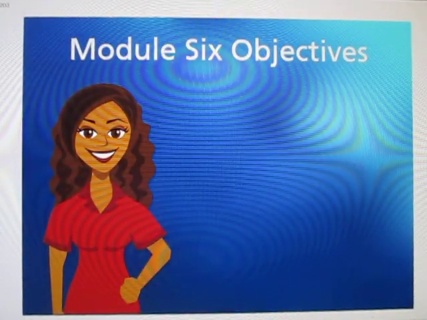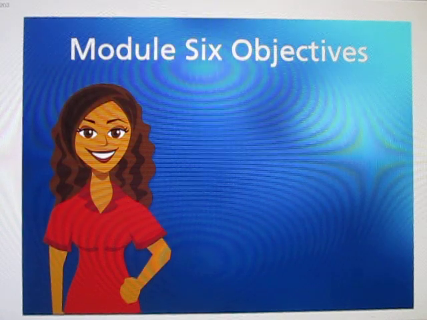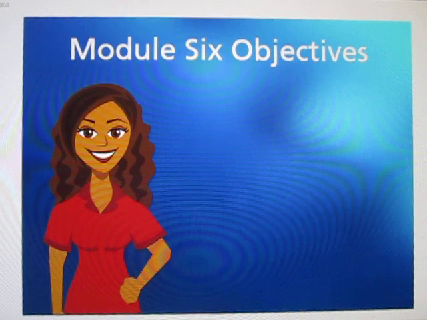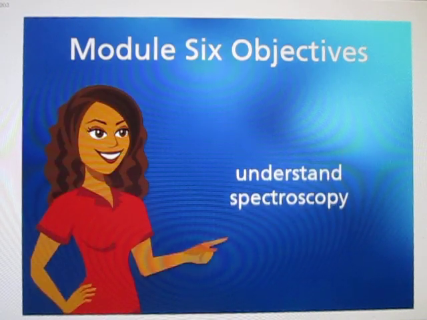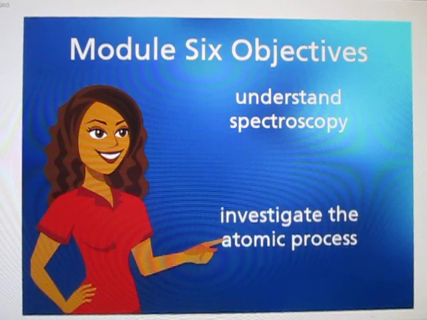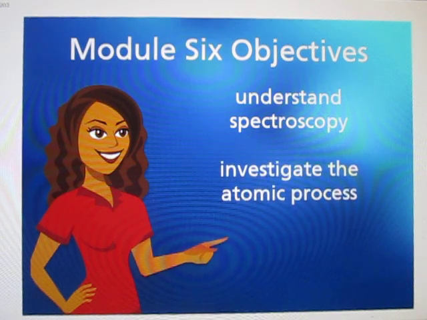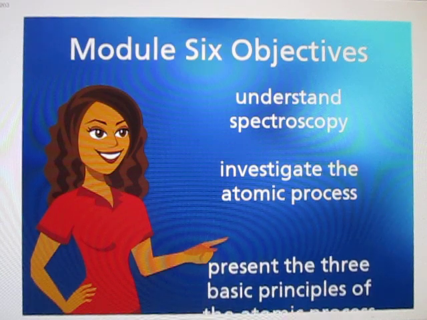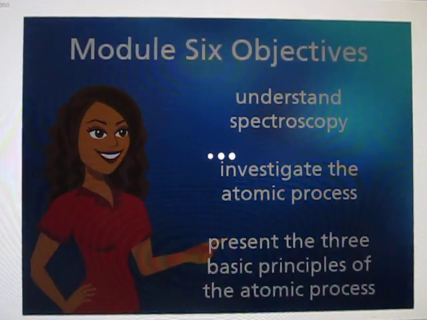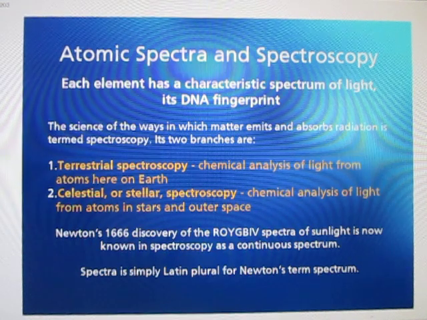Hi, and welcome to Module 6. In this module, we present an introduction to the most important concept of all modern astronomy, spectroscopy. By analysis of the light emission from stars, we can determine the chemical composition of the universe. We investigate this atomic process and present the three basic principles laid down by Gustav Kirchhoff in 1859. Each element has a characteristic spectrum of light, its DNA fingerprint.